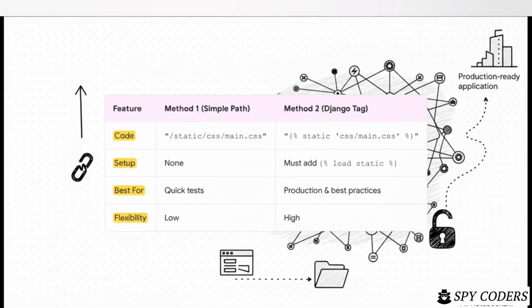And this table just sums it all up perfectly. The simple path is fast for a quick test, but it's inflexible. The Django tag method, yeah, it needs that one extra line of setup, but it's the professional, production-ready way to build your applications. It is absolutely the way to go.